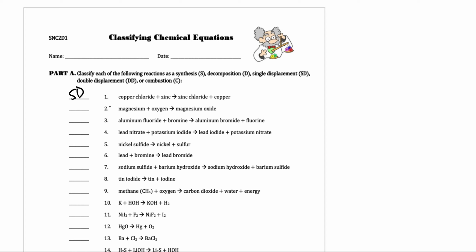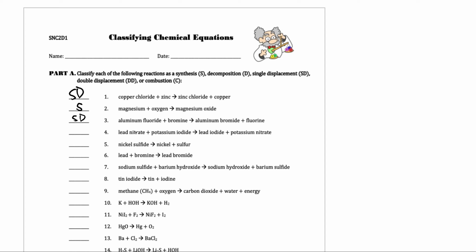Okay, moving on to number 2, magnesium and oxygen. As you can see, these two separate elements combine to make a compound, which results in synthesis, which is S. Aluminum fluoride plus bromine. As you can see, bromine substitutes fluorine in this case, and so instead of it being aluminum fluoride, it's aluminum bromide, and fluorine is left by itself, so that would be, once again, like number 1, single displacement.